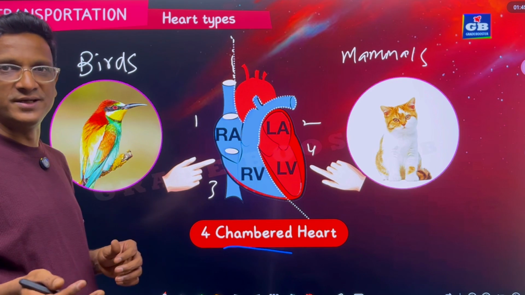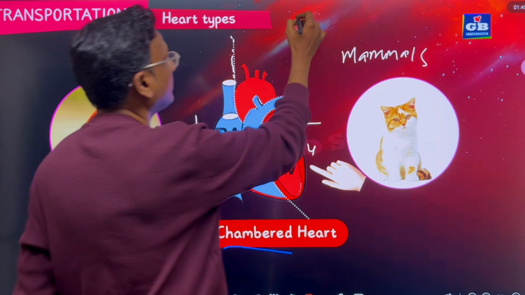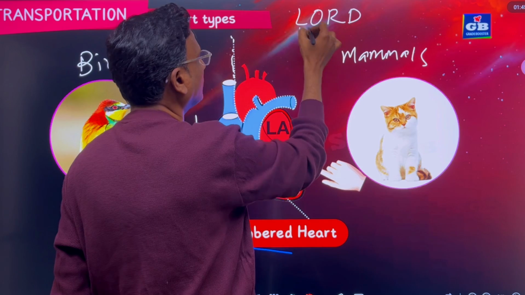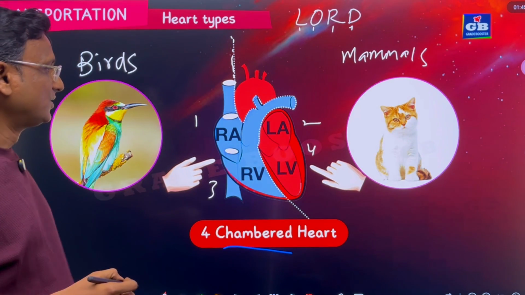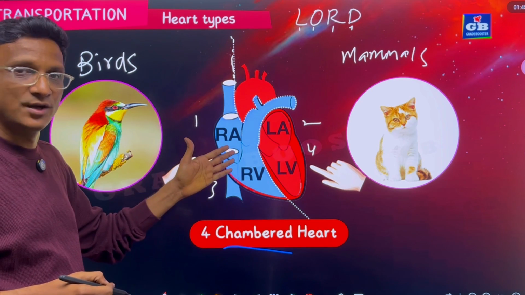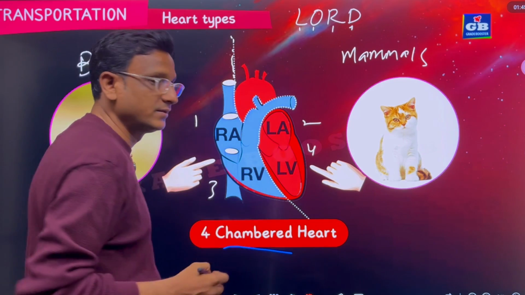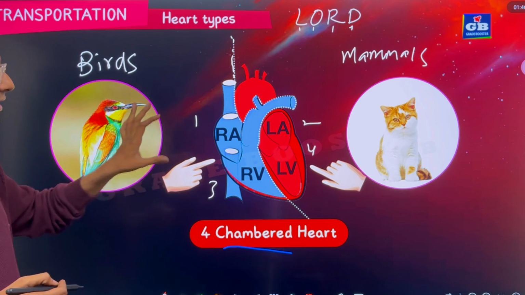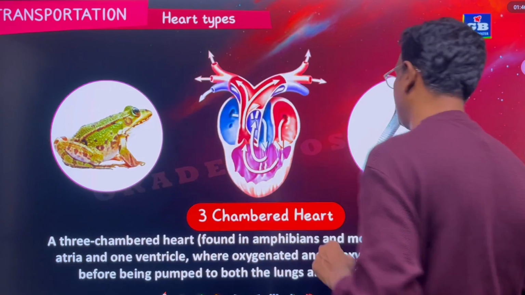And one of our students has given a short form in a comment to remember this. So left side oxygenated blood, right side deoxygenated blood, right. So like that, on the right side of the heart only deoxygenated blood is present, and on the left side of the heart oxygenated blood. So this is the feature of the heart of birds and mammals. Let us see how it is in other organisms.